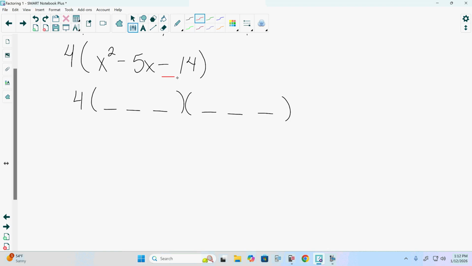The sign of our third term is what? Negative, so the signs have to be opposite. If that third term is negative, our signs have to be opposite. One has to be positive, one has to be negative. Doesn't really matter which one we set as plus or which one we set as minus. One has to be plus, one has to be minus. Factors of x squared are x and x. Those are the only factors of x squared.